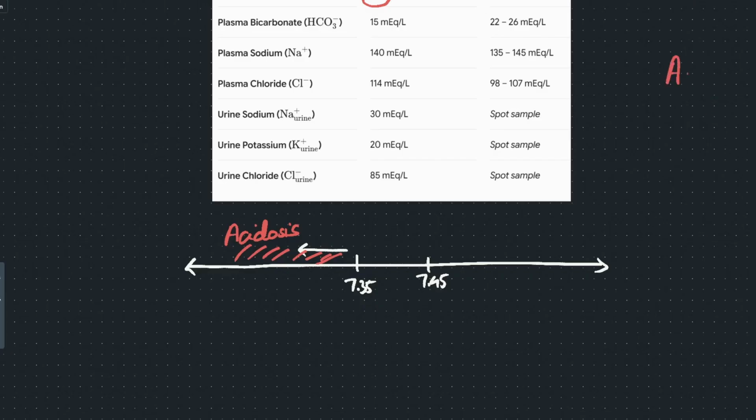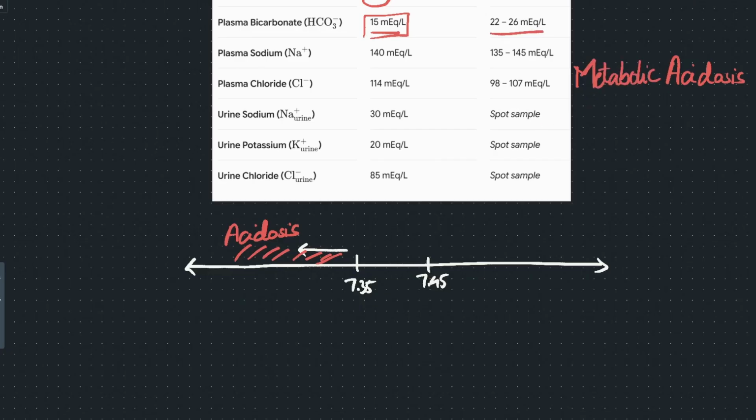Now the second question is: is this metabolic acidosis or respiratory acidosis? In this case you can just look at the bicarbonate ions. Here you see bicarbonate is much less than normal, 15. So it is clearly metabolic acidosis.